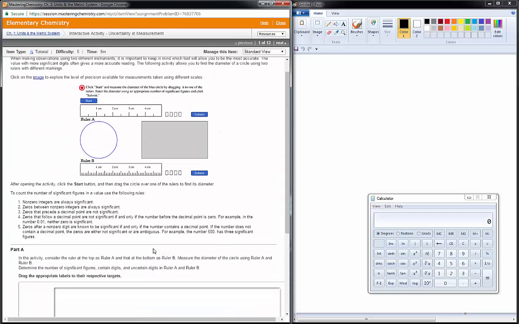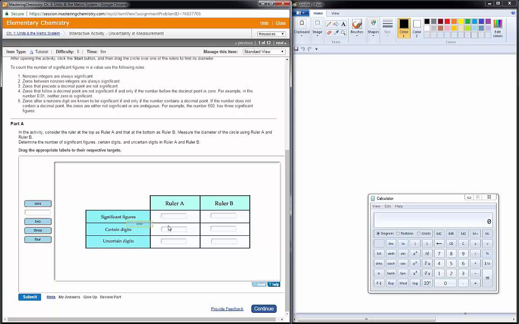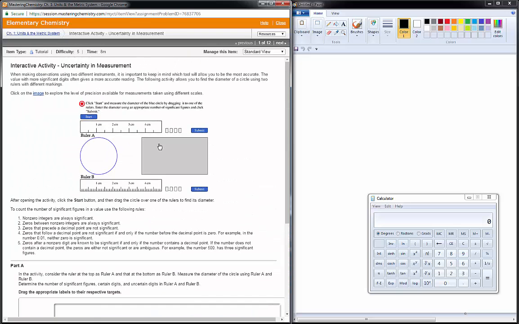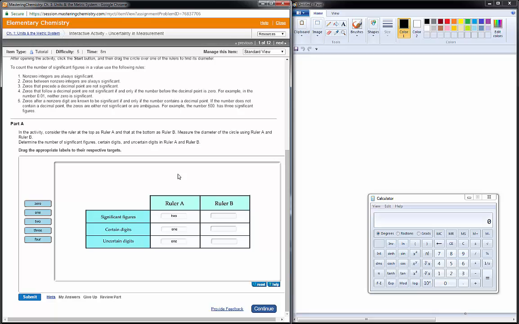One certain, one uncertain. That means 2 digits that had any significance. In other words, I could say that it's 2.253495 centimeters, but that would be ridiculous. I don't know what all those digits are. They're not significant. They're insignificant.